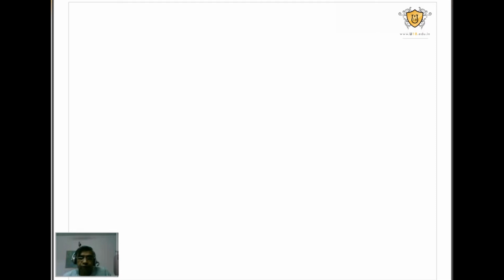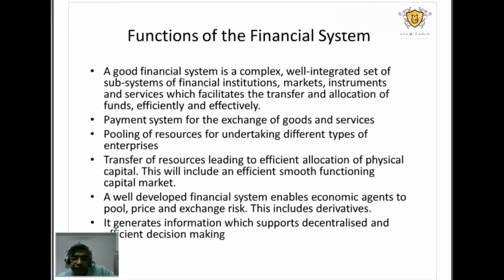Before we get into the financial system, I've just given a few introductory slides in order to emphasize some of the issues involved. And today, what are the advantages and disadvantages of having a sophisticated financial system? So basically what a financial system does is it is a complex, well-integrated set of subsystems of financial institutions. We will see there are different kinds of financial institutions, different kinds of financial markets, and different types of instruments as well as services which the financial system is operating.